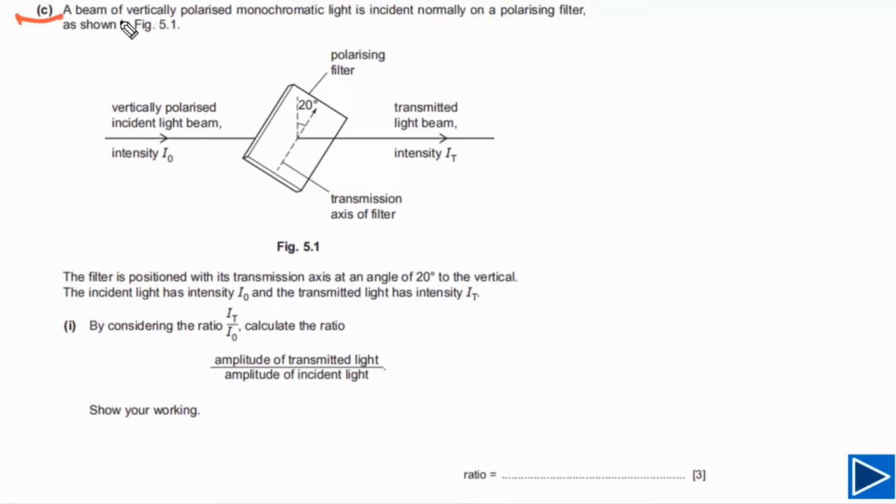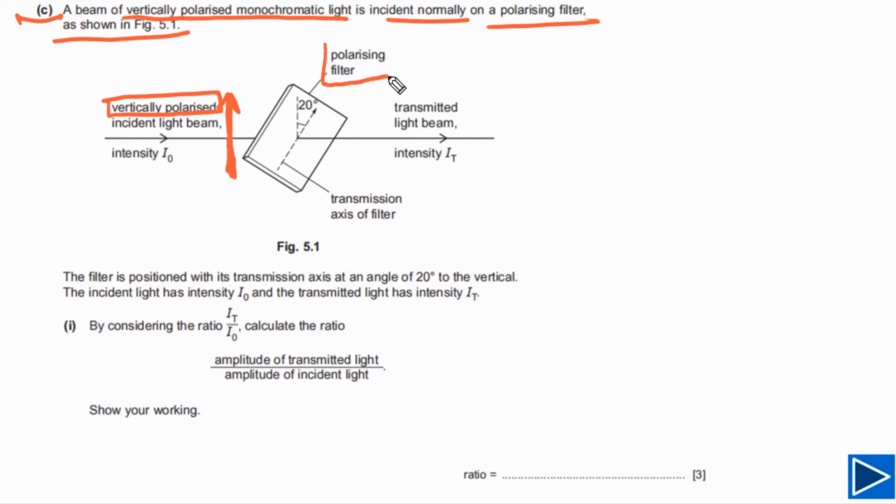For part C, it is given to us a beam of vertically polarized monochromatic light is incident normally on a polarizing filter, as shown in figure 5.1. So in this case, you can see we have vertically polarized light. And here we have a polarizing filter that is placed in front of that. And the angle between vertically polarized light and transmission axis is 20 degrees. And here we have transmitted light. Intensity of transmitted light is given, that is IT.